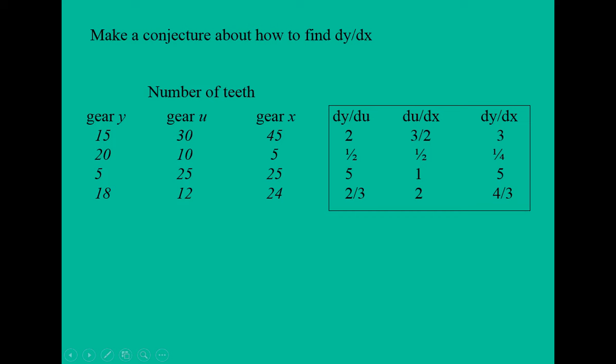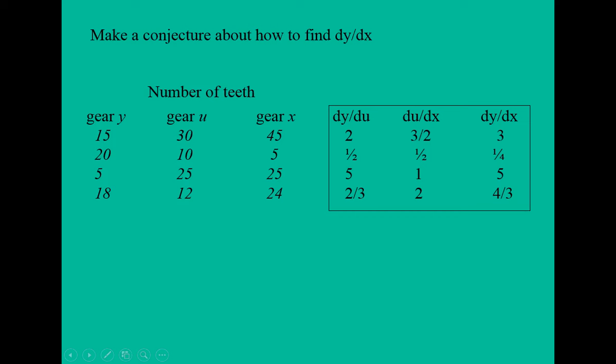Now if you looked at the boxed area, you see dy/du, du/dx, and then dy/dx. Hopefully you notice that if we just multiply dy/du times du/dx, we get dy/dx. So verify that for each one of these in each column. So we had 2, 3/2, 1/2, 1/2. Multiply those together, we get 1/4. If we take 5 times 1, we get 5. And if we take 2/3 times 2, we get 4/3.